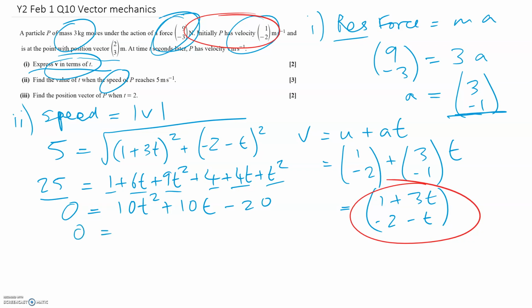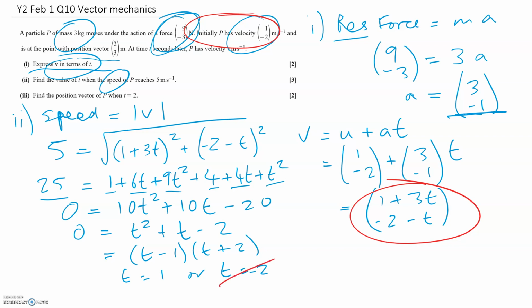Let's just divide by 10 because we can, so that will give us that, and then that does factorize pretty easily, but you can use your calculator if you like. That would factorize to be t minus 1, t plus 2. So the time is either 1 or minus 2, but you can't have negative time. So the answer is t equals 1 when the speed reaches 5 meters per second.